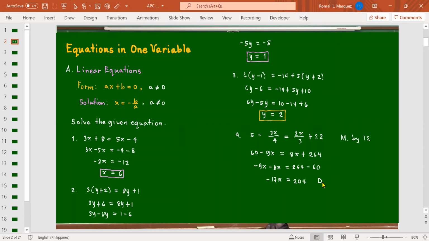So divide each side by negative 17. Hence, x is equal to negative 12. Okay, so that is the solution to this equation.